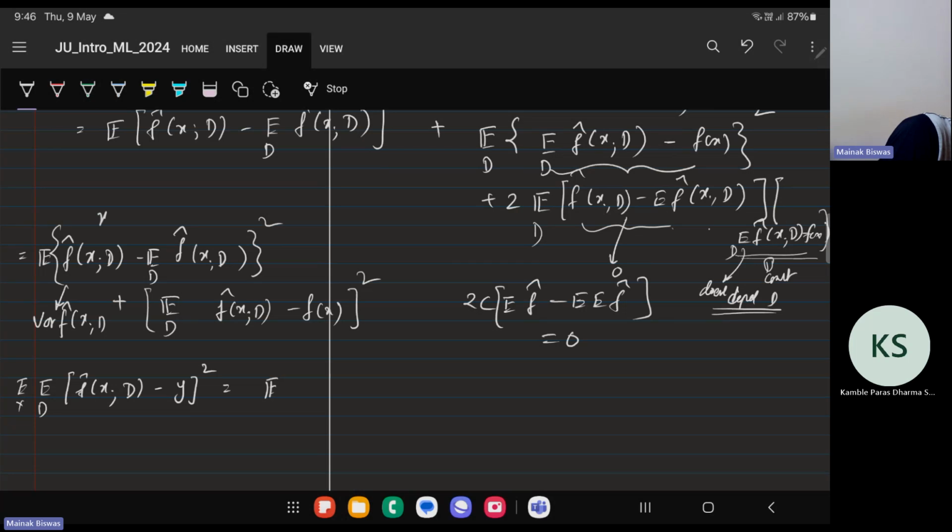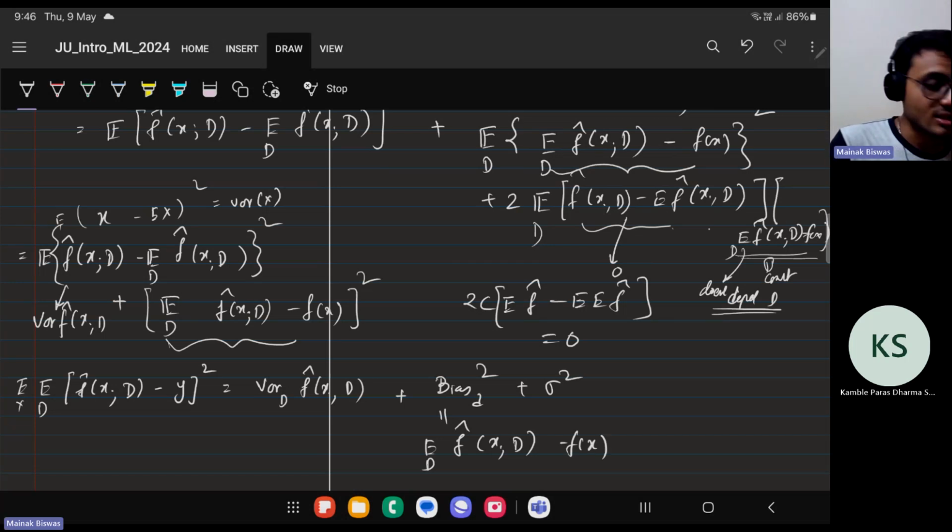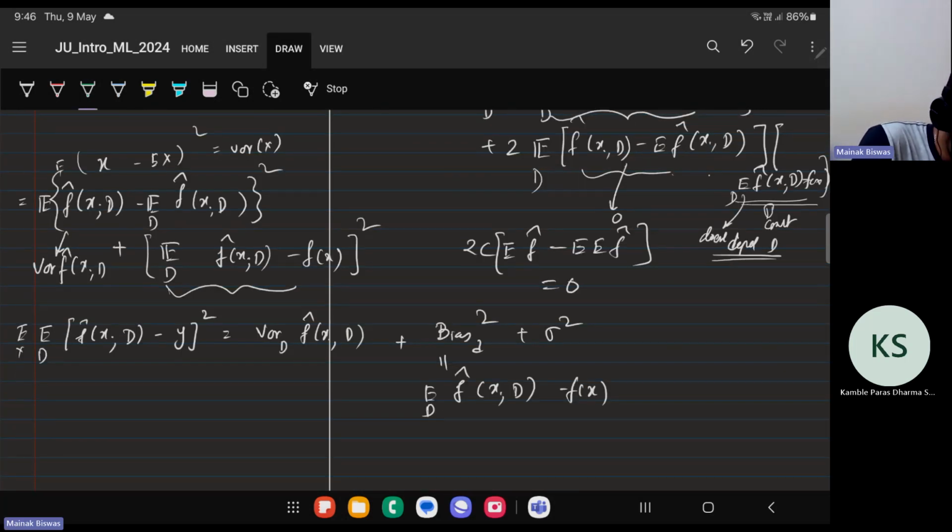See, x minus expected value of x whole square is defined as the variance of x. Recall from your first few classes of probability. So this is going to be the variance over the data set D of the predictions of your model, plus you define this as the bias. So bias of D squared plus sigma square, where bias is defined as expected value of D minus f of x.